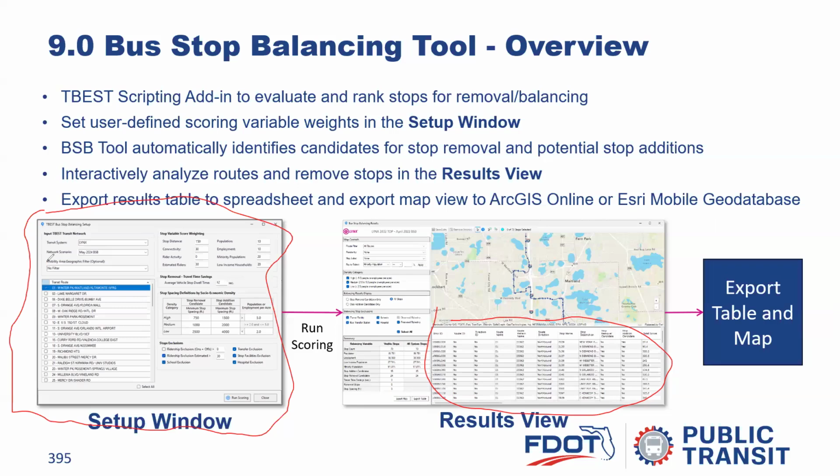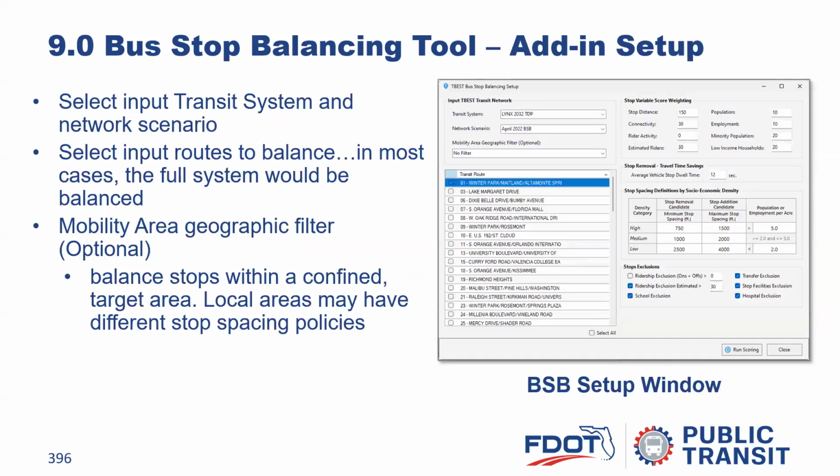Okay, so let's get into some of the details of this. So here's the setup. When we're starting out, we're going to select our transit system and our network scenario, and then the routes that we want to balance. We have a mobility area filter here. One of the reasons we have this is because a lot of times balancing is done locally, not necessarily globally in the system.